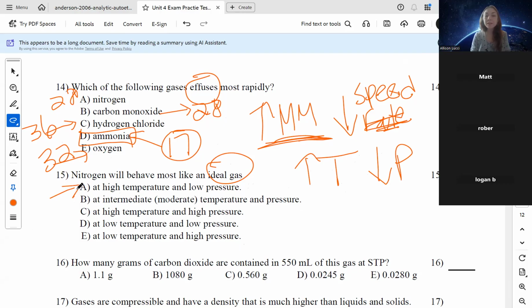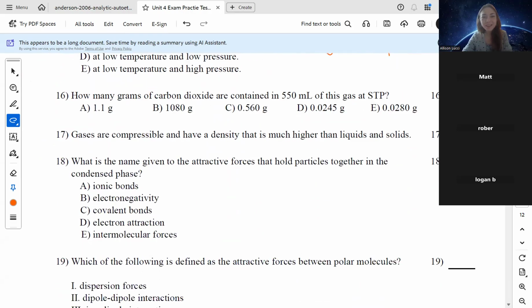Any gas will behave less than ideal at the opposite, at low temperature and high pressure, right? They'll be squished and they'll be cold. They'll be less energized, these molecules. So you might want to know when they behave least like an ideal gas, maybe for an exam sometime. Okay.